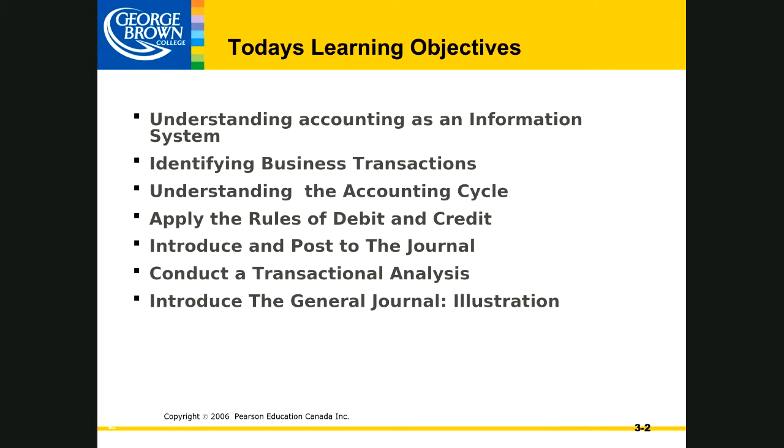We're going to work on being able to identify business transactions. Through review, we'll be able to understand the accounting cycle. We're going to teach you and have you apply the rules of debits and credits in order to post to the general journal after we introduce that to you. We'll also be able to conduct a transactional analysis, and then we'll show you what a completed general journal looks like. I will also be posting another video after this about an exercise of actually journalizing some transactions.